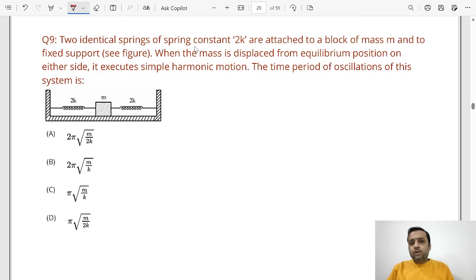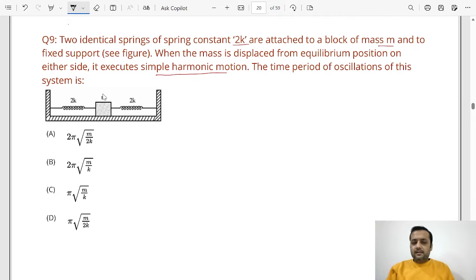In this question there are two identical springs of spring constant 2k, and both are attached to a block of mass m. As you can see, when the mass is displaced from the equilibrium position, it executes simple harmonic motion. We have to find the time period. Now this is a very easy question, guys. You can understand that both these springs are in parallel.